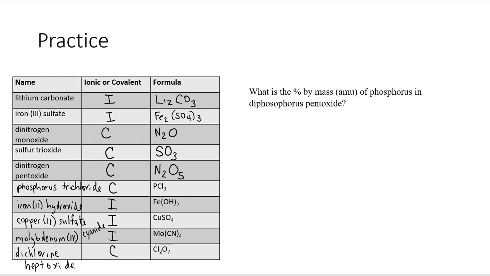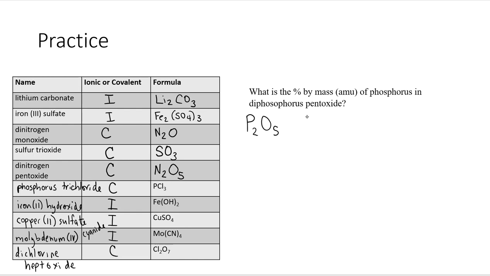Dichlorine heptoxide is the name for that compound. Now, this is looking at what is the percent by mass, and right now we're just talking about AMU. We're going to talk about mass in a different way today, but right now it's just by AMU of phosphorus in diphosphorus pentoxide. So diphosphorus pentoxide has a chemical formula of P2O5. It's a covalent compound, and then we need to figure out the percent by mass.